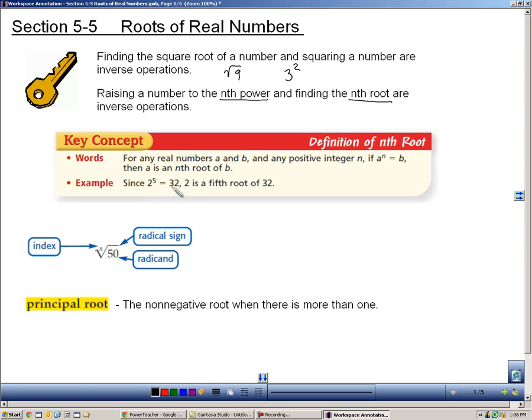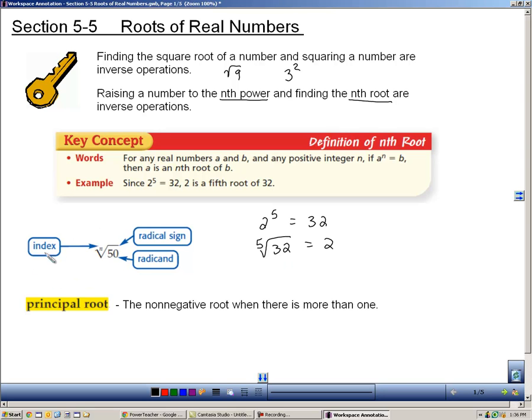2 to the 5th power is 32 because 2 times itself 5 times is 32. So we could say 2 to the 5th power equals 32. And we could also say the 5th root of 32 equals 2. And this is how we write an nth root. Instead of saying the square root, we say the 5th root of 32.